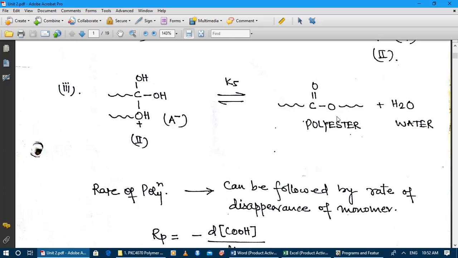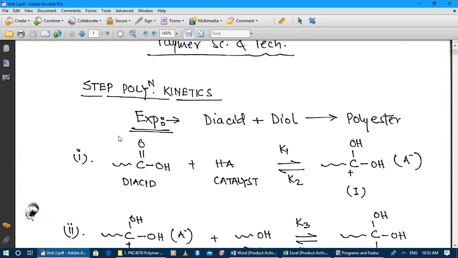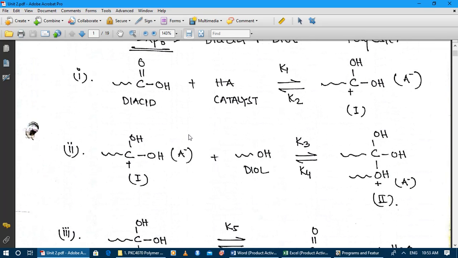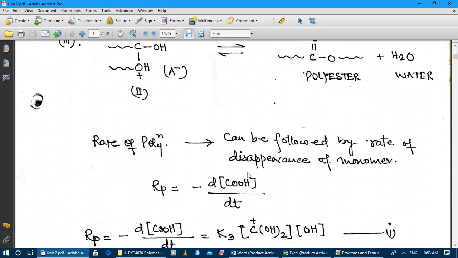So polyester is a polymer which has the ester group. The COO group is the ester group, and the water molecule coming out of the reaction as a byproduct is the condensation product that forms during the polycondensation reaction. That's why this type of step polymerization reaction is known as a polycondensation reaction, because here water is condensing out. So if the mechanism of step polymerization is clear, then we will move on to the kinetics.